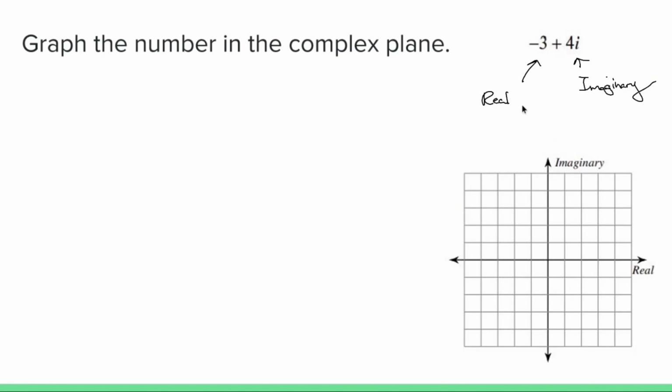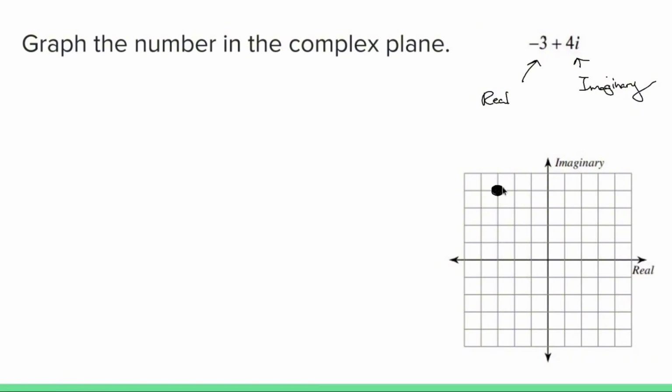Now, if you're wondering, how do I graph this then? Is it as simple as going left 3, up 4? Yup, that's literally as simple as it is. Since the real number is negative 3, we go left 3. Since the imaginary number is positive 4, we go up 4, and that is going to be our point on the complex plane. Don't overthink it.